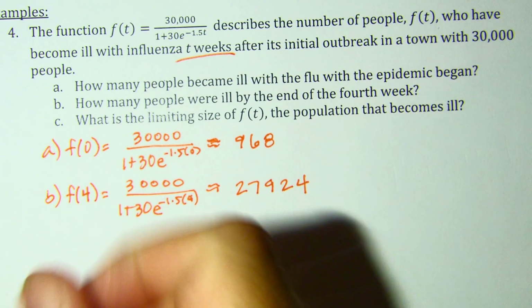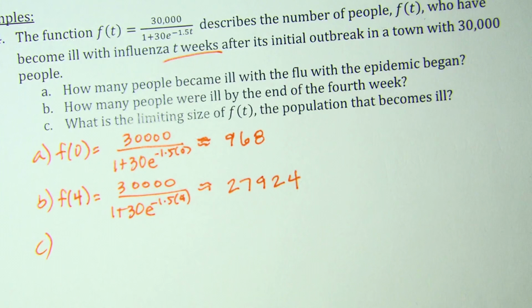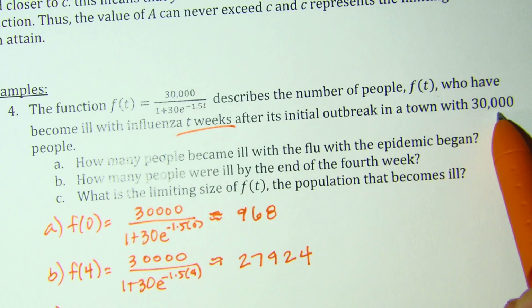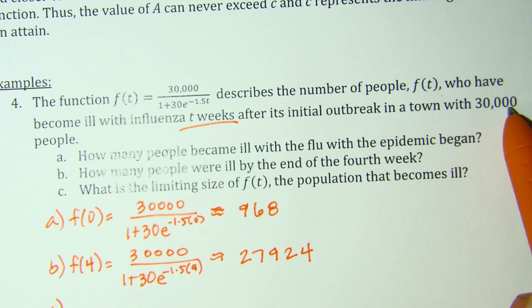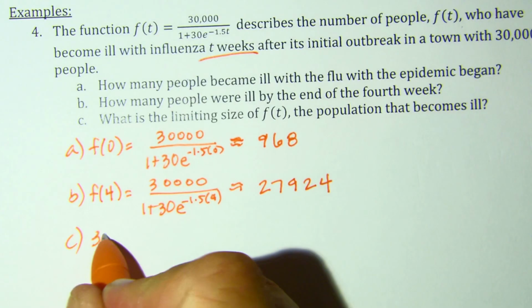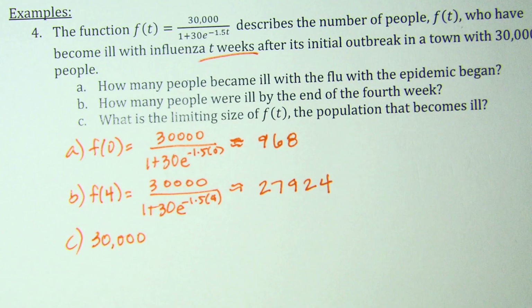C says, what is the limiting size of f of t, the population that becomes ill? Well, the limiting size is the maximum amount of people who could become ill. If a town has 30,000 people, you can't have more than 30,000 get sick. So that means the limiting size is 30,000 people. You can't have more than the amount of people you have get sick. All right.